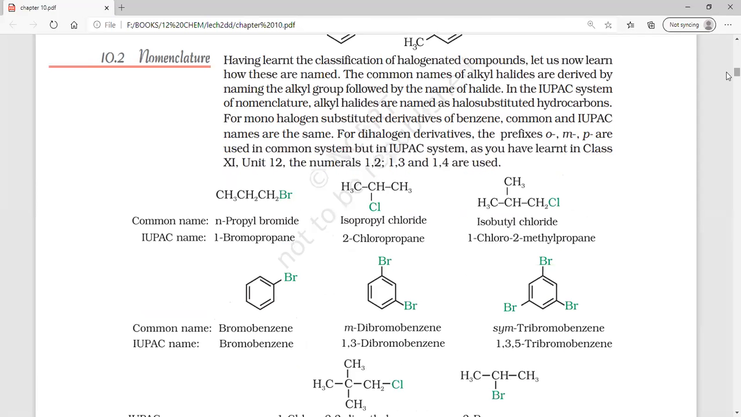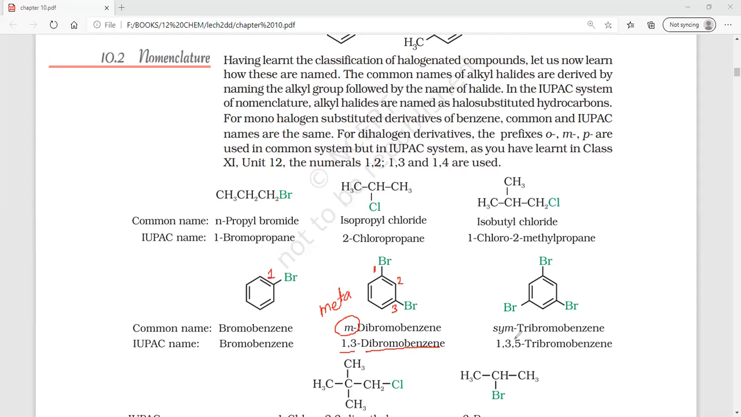Nomenclature of aryl halides or haloarenes. We will see whenever only one substituent is there, then we don't need to give any comparative number. It is obvious that it is one, so there is no need of writing 1-bromobenzene. But if it is in the position like 1, 2, 3, then we may write 1,3-dibromobenzene, or 1,3 position is called the meta position. We can write meta-dibromobenzene.